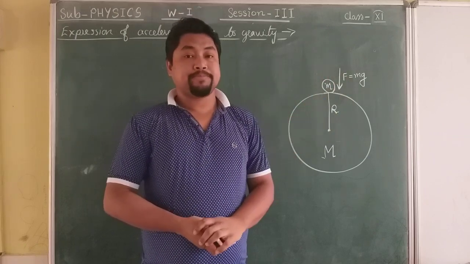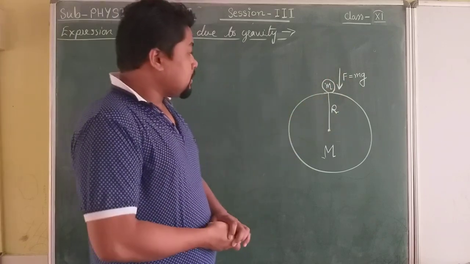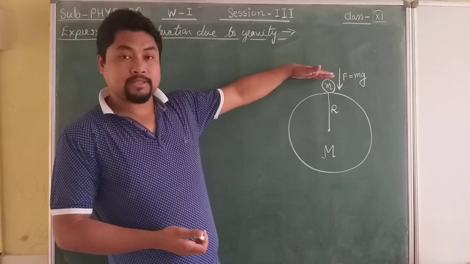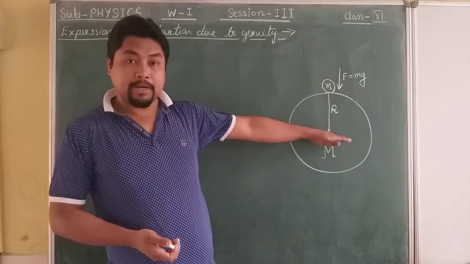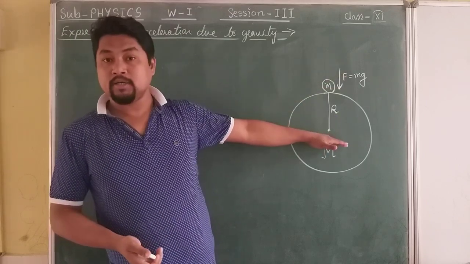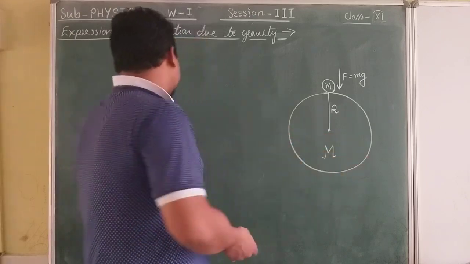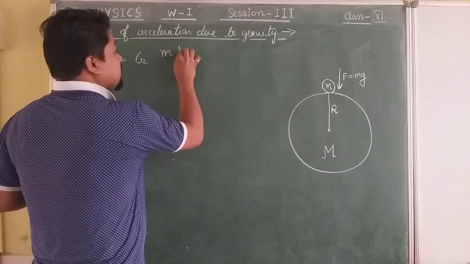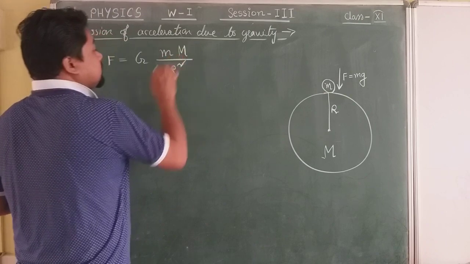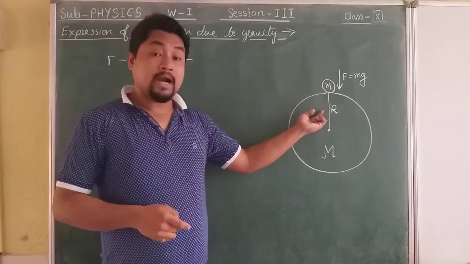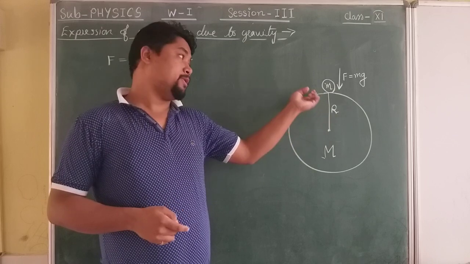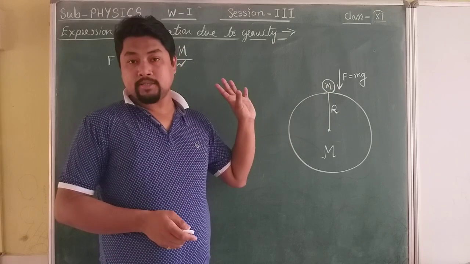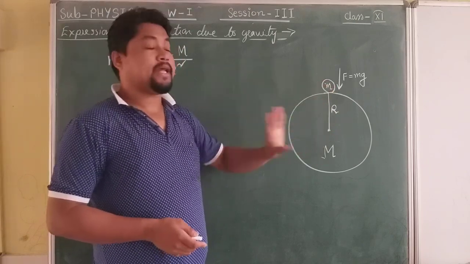F is equal to mg. Okay? The gravitational force between the object and the earth is F is equal to G small m capital M by R square. Why R square? Because R is the distance, average distance between the object and the earth. Okay? R is the radius of the earth, but it is the distance between the object and the earth.